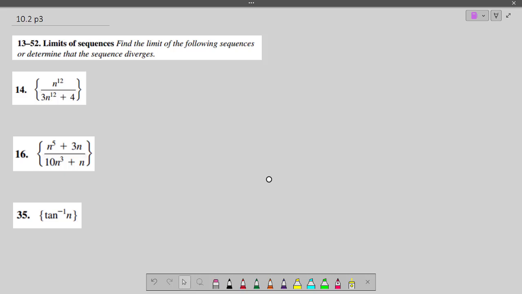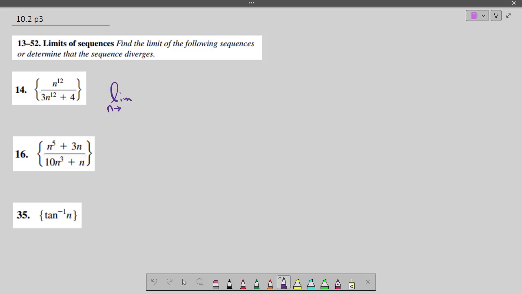Okay, some practice with limits. Find the limit of the following sequences or determine that the sequence diverges. In Calc 1, you learned several techniques for evaluating limits. Most of these techniques are based on our magic bullet principle. Our magic bullet principle, multiplying by 1. Right, we do that a boatload.